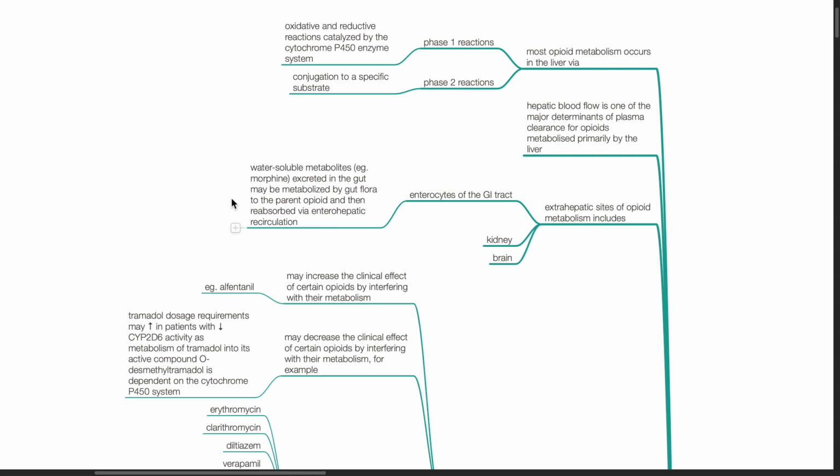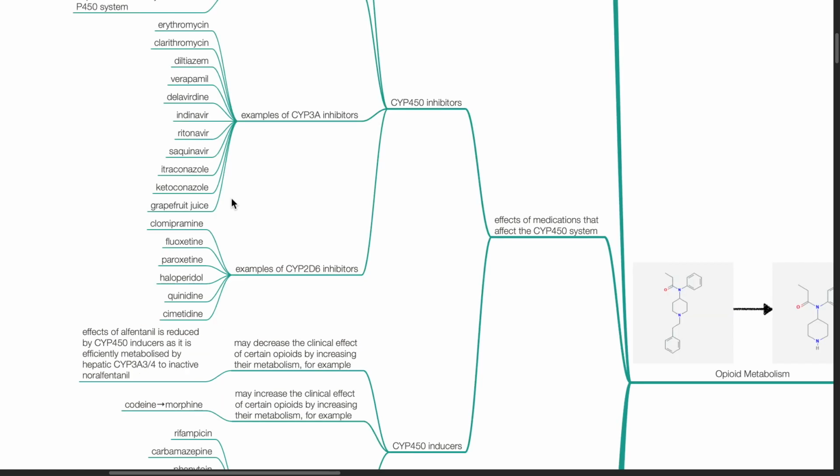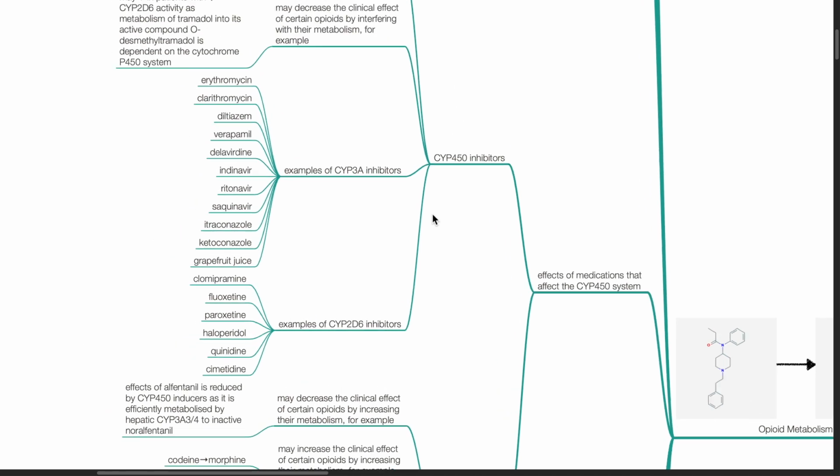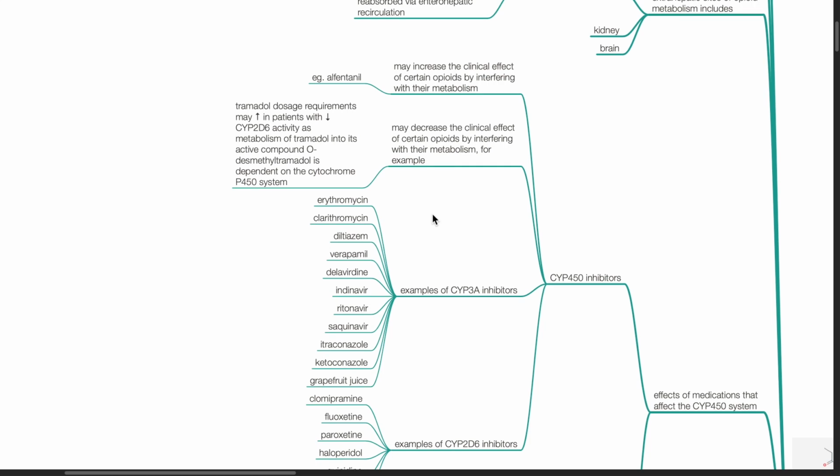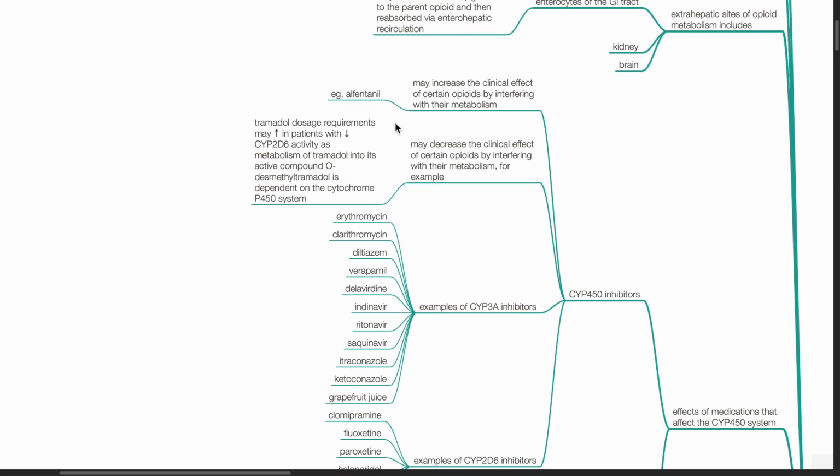Water-soluble metabolites, such as those from morphine, excreted in the gut may be metabolized by gut flora to the parent opioid and then reabsorbed via enterohepatic recirculation. Effects of medications that affect the CYP450 system. CYP450 inhibitors may increase the clinical effect of certain opioids by interfering with their metabolism, for example, alfentanil. CYP450 inhibitors may decrease the clinical effect of certain opioids by interfering with their metabolism, for example, tramadol. Dosage requirements may increase in patients with decreased CYP2D6 activity, as metabolism of tramadol into its active compound O-desmethyltramadol is dependent on the cytochrome P450 system.